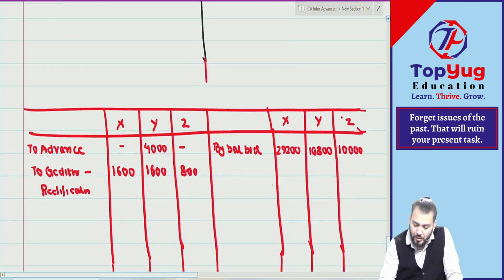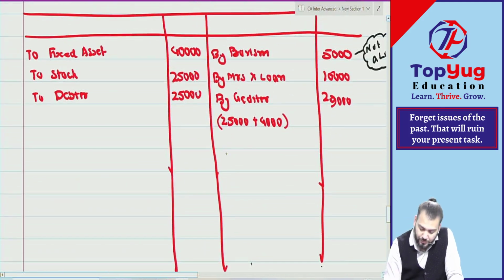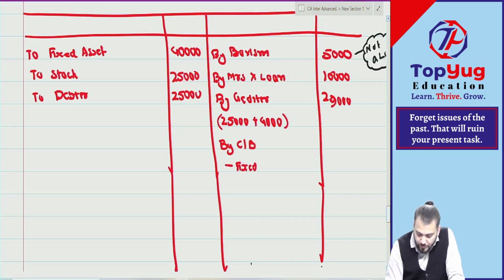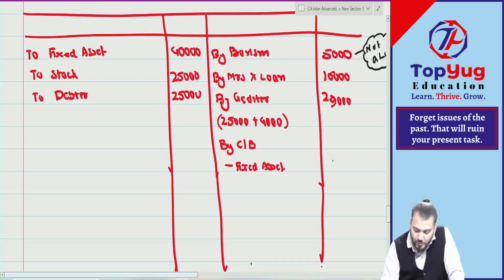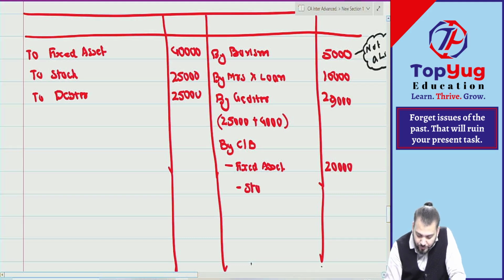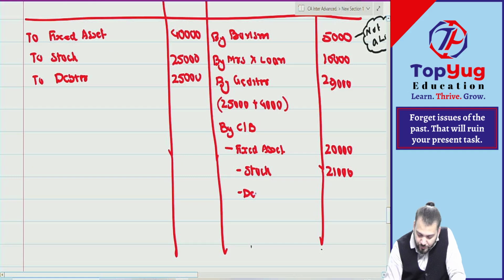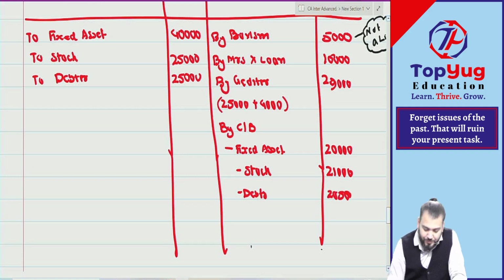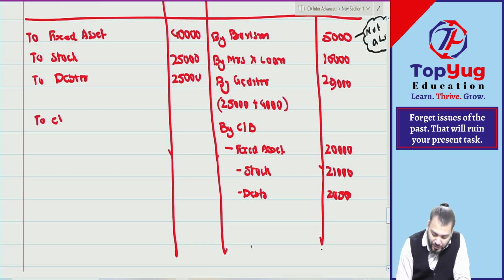Now let us do the realization. Can you give me one by one, by cash or bank? Fixed asset, how much? It is how much? 20,000. Stock, how much? 21,000. Debtor, how much? 20,500. Then, down to cash or bank.